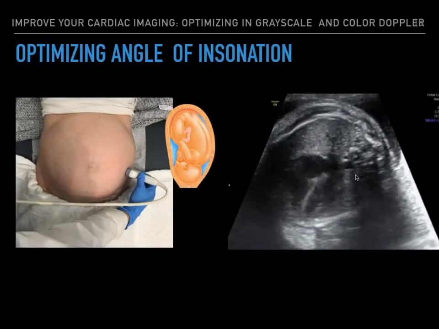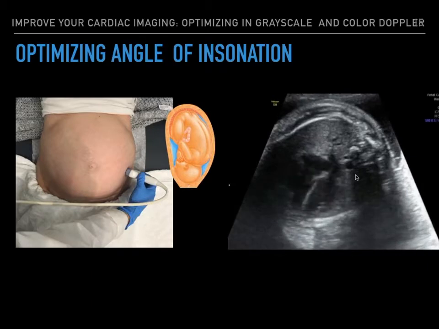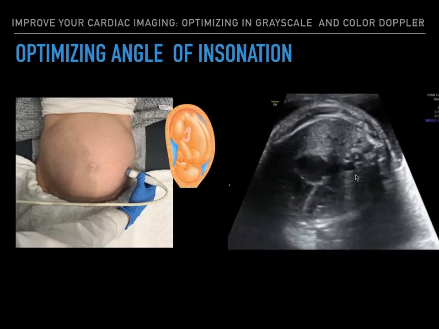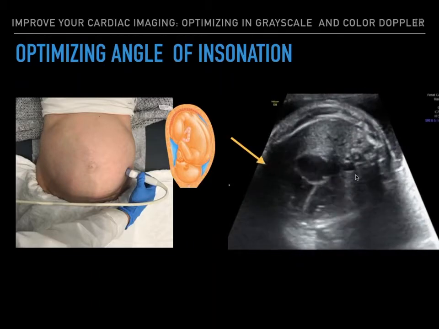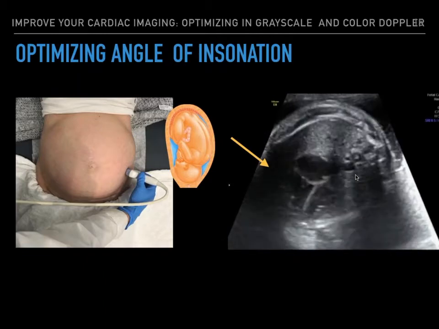Another technique is optimizing your angle of insonation. As we all know, the optimal approach to the heart is an apex up, spine down position. However, we know that isn't always the case. Here we have a fetus positioned on the left lateral side of the uterus. We can get a decent view of the heart by scanning between the ribs to reduce shadowing, but how can we further optimize this?